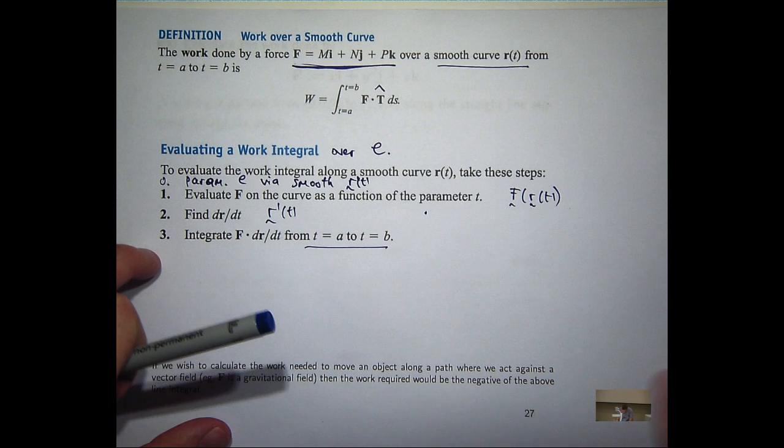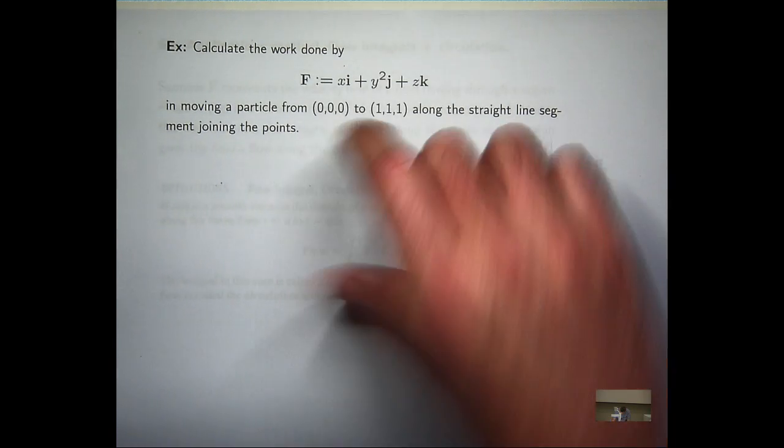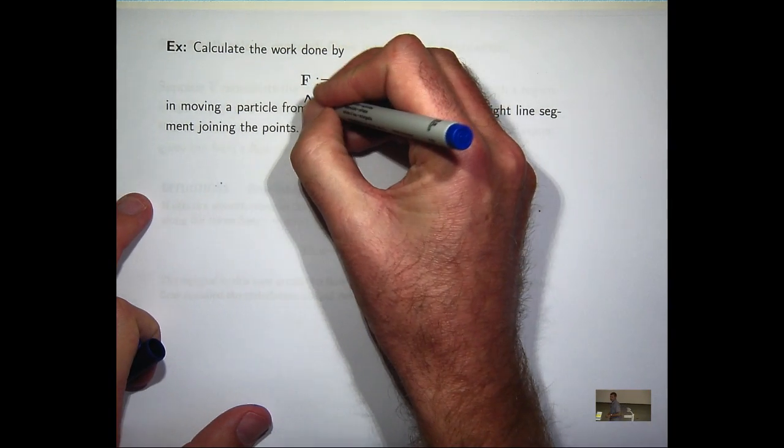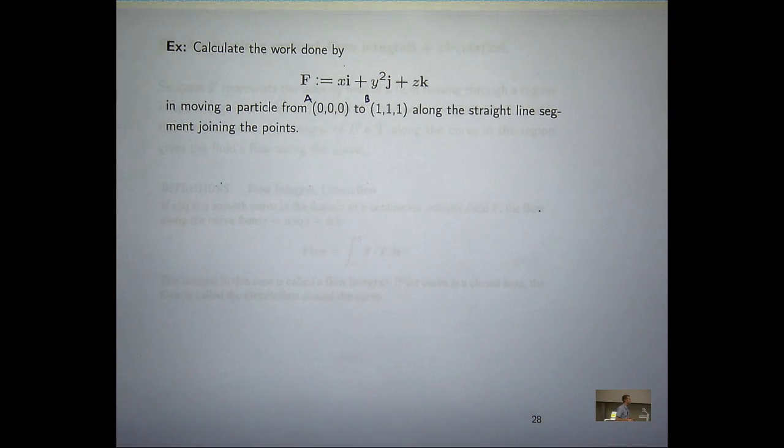All right, so let's do an example. This is a good example, fairly standard. We essentially want you to calculate the work done by this particular force in moving a particle from a point, the origin, to this point. So let's call the origin point A, and call the end point, point B.